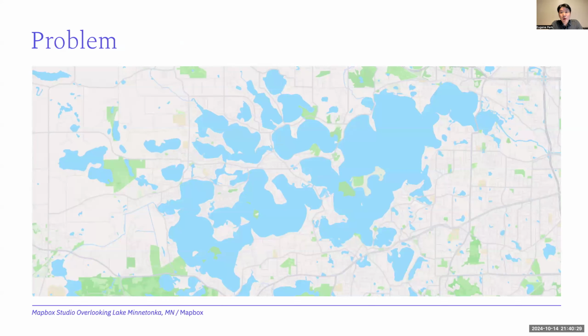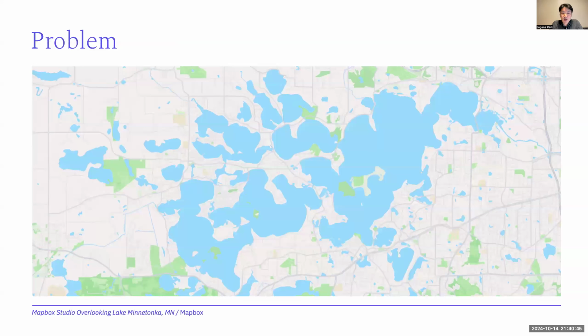So the problem that we wanted to solve is to improve the ways in which we can visualize water and all of its states and qualities that can be useful for architects, designers, and engineers when planning for specific climate scenarios on a given site.